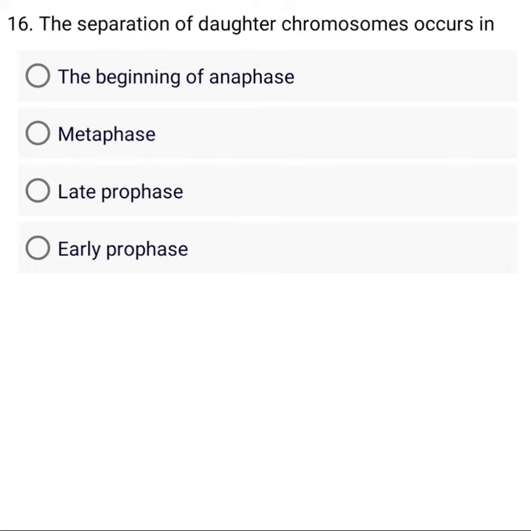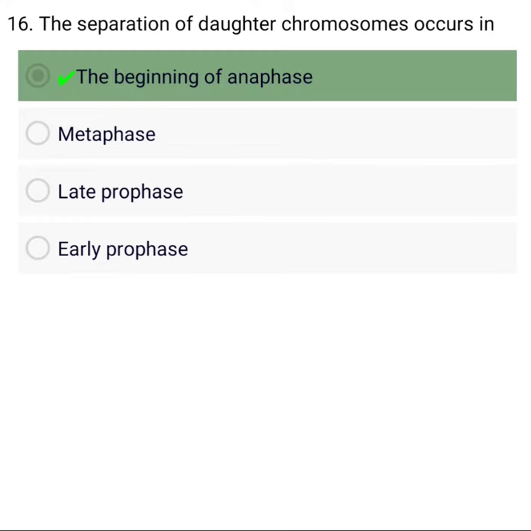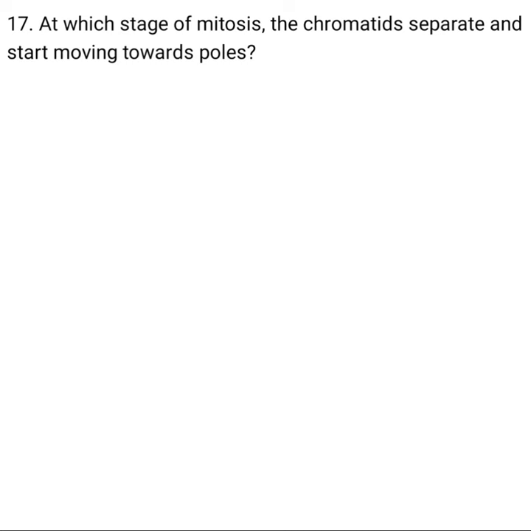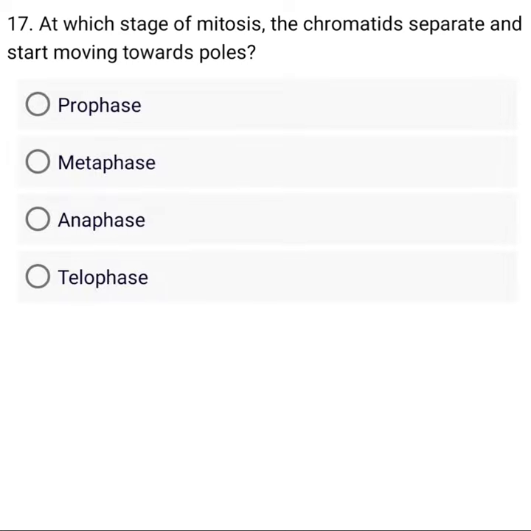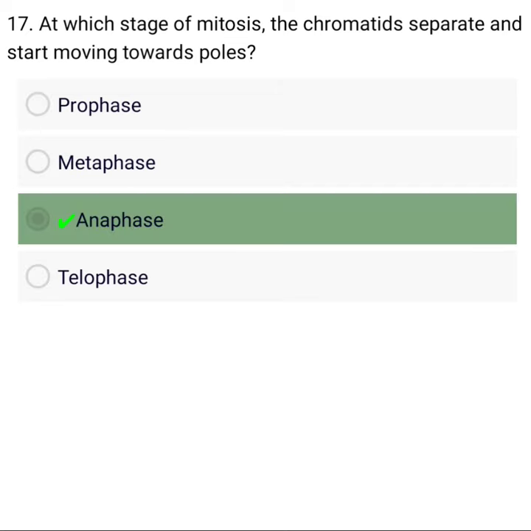The separation of daughter chromosomes occurs in A. The beginning of anaphase, B. Metaphase, C. Late prophase, D. Early prophase. At which stage of mitosis, the chromatids separate and start moving towards poles? A. Prophase, B. Metaphase, C.